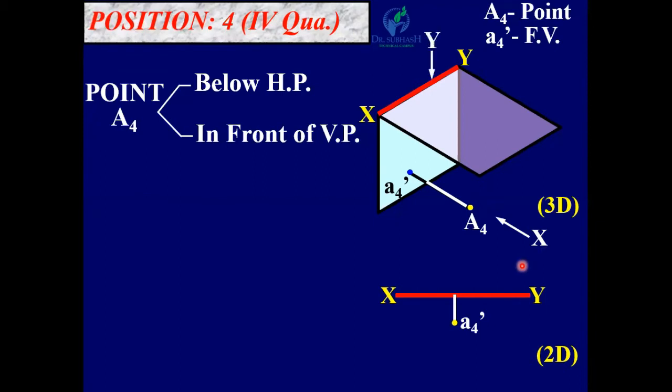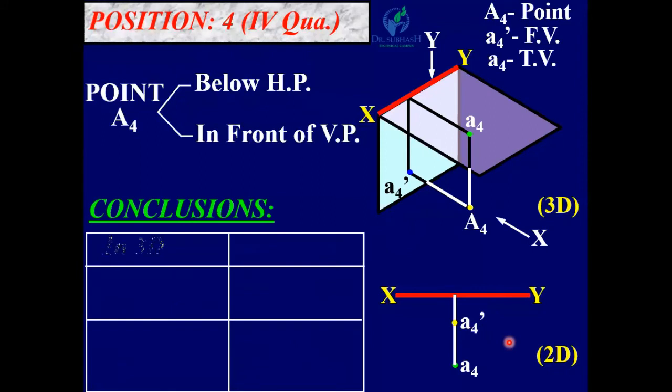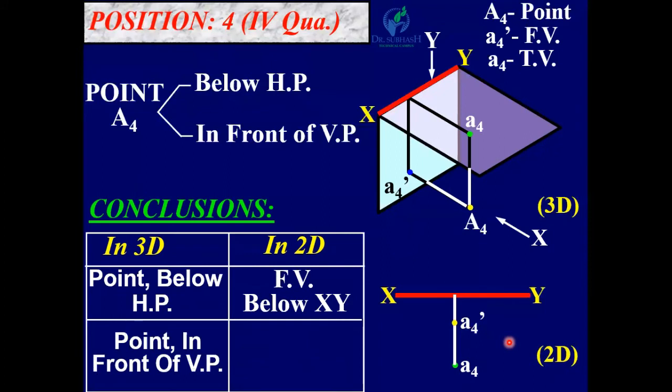Now looking from the top, its top view is on HP, A4. Okay, now if we rotate this horizontal plane 90 degrees clockwise, this A4 will be below XY line. So here in this case, you can see both front view and top view are below XY line. So conclusion, point below HP, front view below XY, point in front of VP, top view below XY.